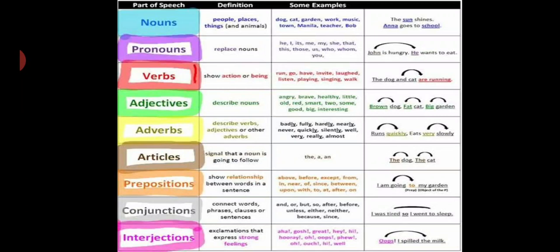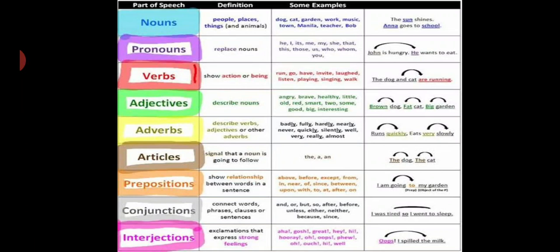Now see the example: runs quickly. Here quickly describes more about the verb runs. So quickly is an adverb. Eats very slowly. Slowly is an adverb and very is describing more. So very is an adverb.